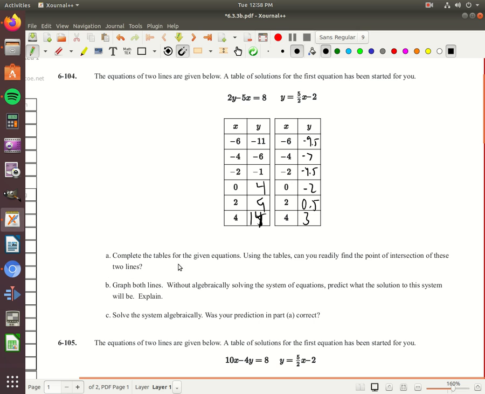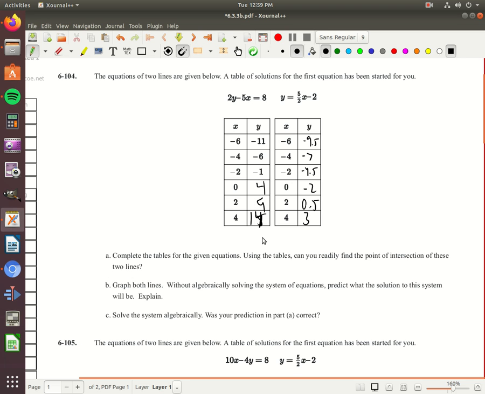Okay, it says complete the tables for the given equations. Using the tables, can you readily find the point of intersection of these two lines? I do not seem to be able to, and I don't know what I'm screwing up here, but if I add 2.5 each time. Yeah, I'm not really seeing the intersection, and I'm kind of missing it. So I don't know if I'm supposed to be seeing something I'm not or what.